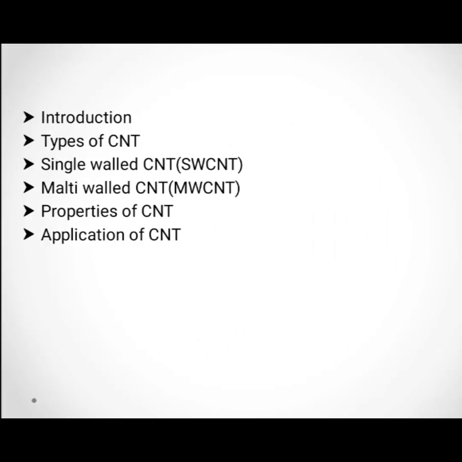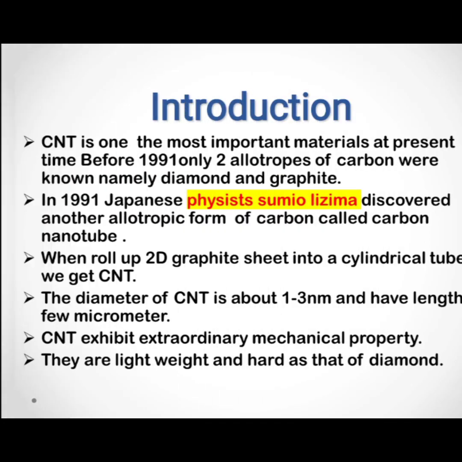Hello everyone, today we are going to discuss the topic carbon nanotube. I will give its introduction, its types, and then properties and applications. Carbon nanotube is the most important material at present time.